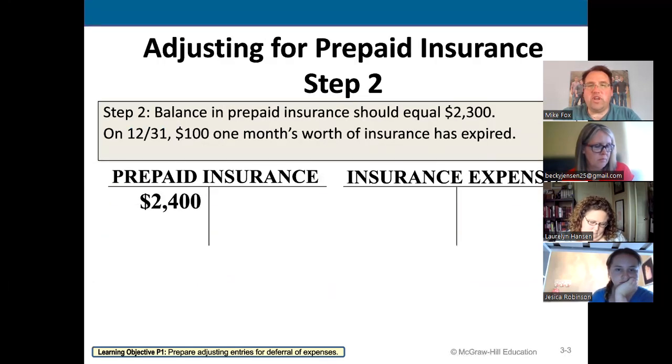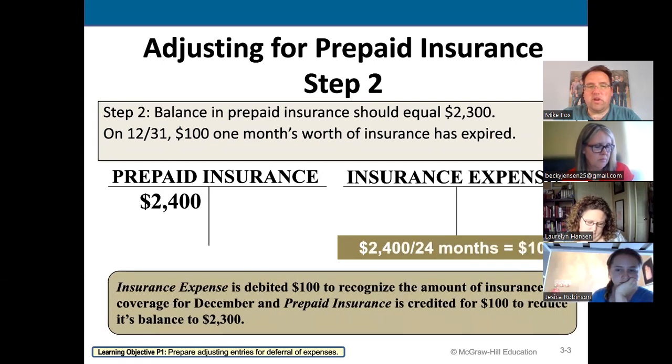So our adjusting entry at the end of the month on 12/31 is going to recognize that we used up $100 worth of prepaid insurance and claim it as an insurance expense. We debit the expense, credit the asset, prepaid insurance. So that is a deferred expense. It means the cash was paid in advance and we've deferred the expense until we actually incur the expense or use up that asset.